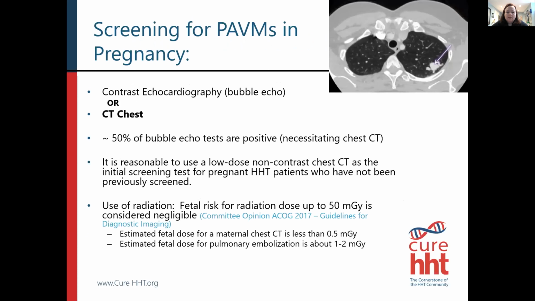So what test should you have to screen for a pulmonary AVM in pregnancy? There are two ways we can do that: a contrast echo or bubble echo, or a CT scan of the chest. Both are safe in pregnancy, and there can be a stepwise approach. The issue is that 50% of bubble echo tests are positive, which means you would need to get a chest CT. So as we discussed this as a group, we felt it was very reasonable to use a low-dose non-contrast chest CT as the initial screening test for pregnant HHT patients who've not been previously screened.